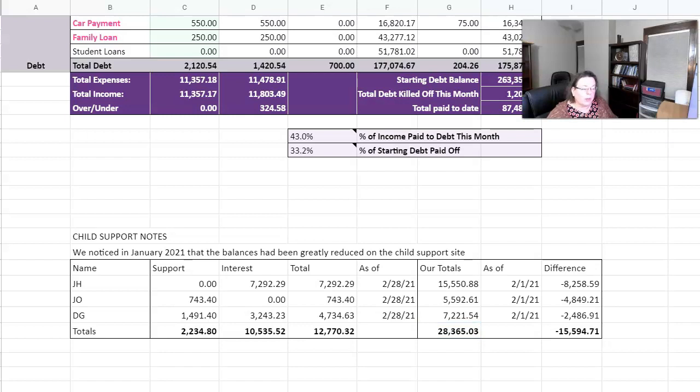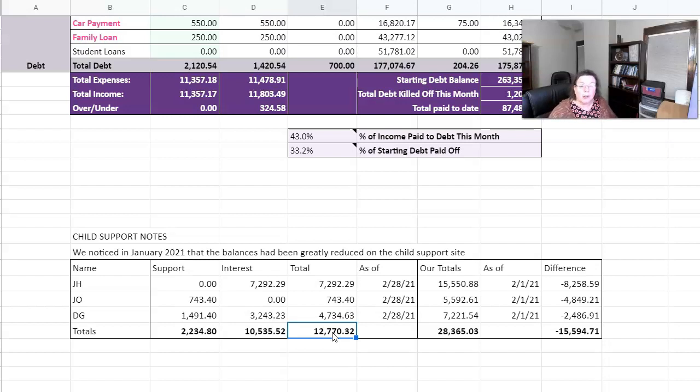The other thing I want to share with you guys is this chart down here about child support, because I talked about this in the January report. I logged in January to the child support site and noticed that the totals they showed that we owed for each of the orders were a lot less than our totals. You can see this 28,000 here and their totals were 12,000 and change. I had no idea how that happened, and we didn't want to hold our breaths, because we were afraid maybe it was a mistake.